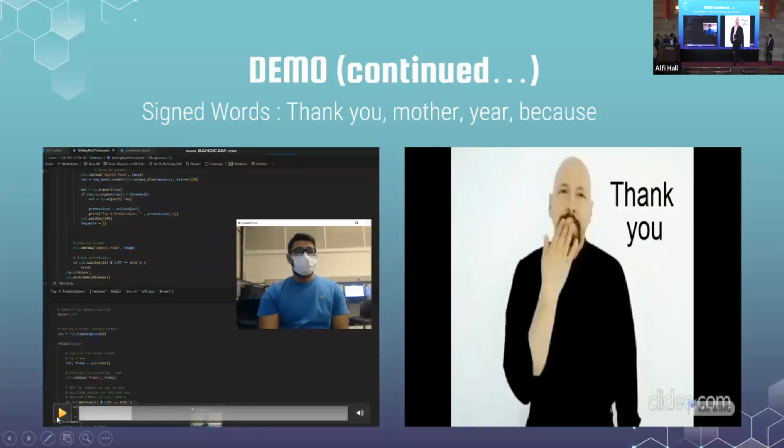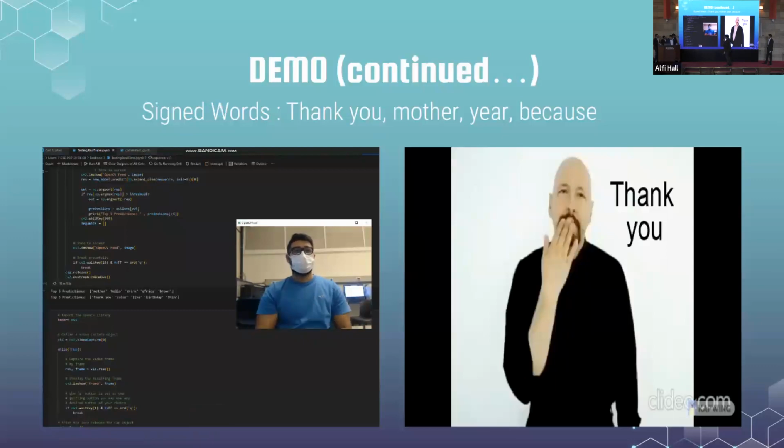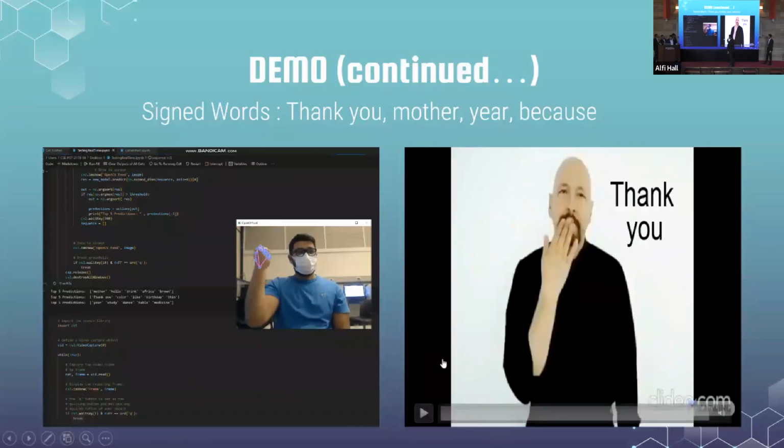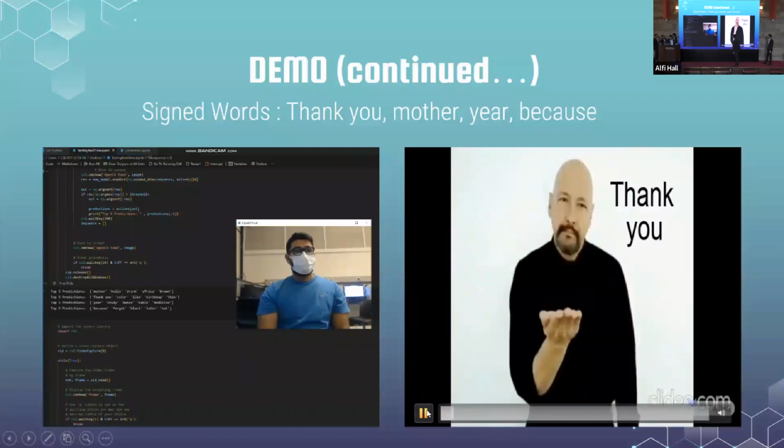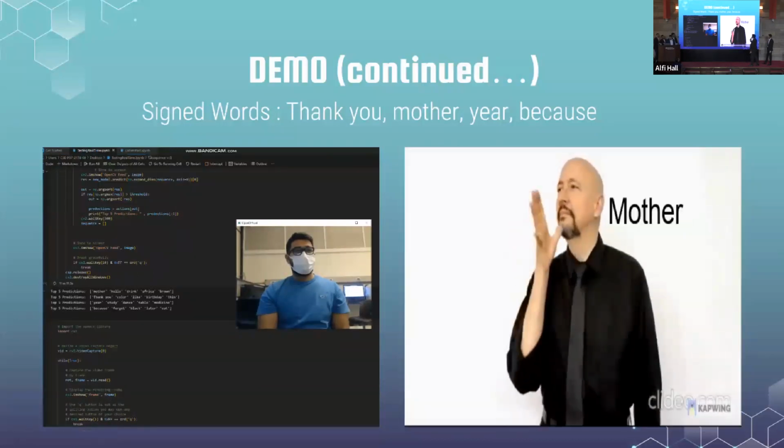I'm not sure if it's clear or not, but if you can see right here, the first one is mother. We had five results from the model, 5 predictions. From the left to the right side, you have the highest prediction. So the highest word predicted was mother. The second word is thank you. The third word is year. And finally is because. And this is the sign language expert.